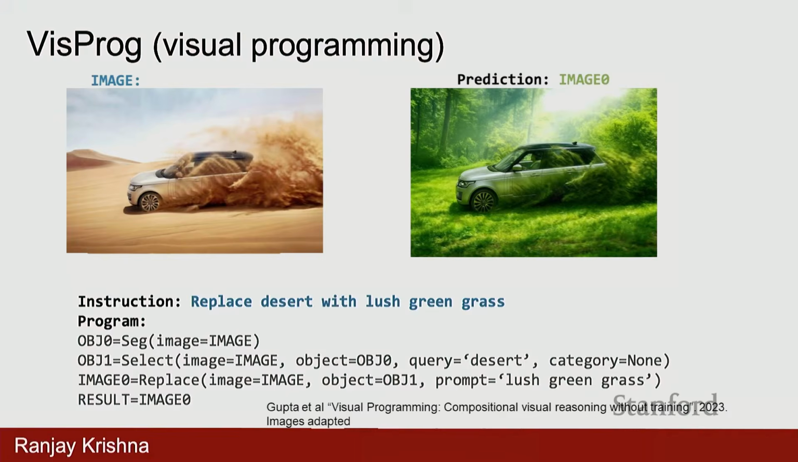Here's another example where you might want to do image editing. You might care about replacing the desert with lush green grass. Of course, image editing models are still in their infancy. So what you might want to do instead is call a segmentation model, identify the desert, and then only replace the desert parts, those pixels, with grass. And then you can composite them together to make a new image.